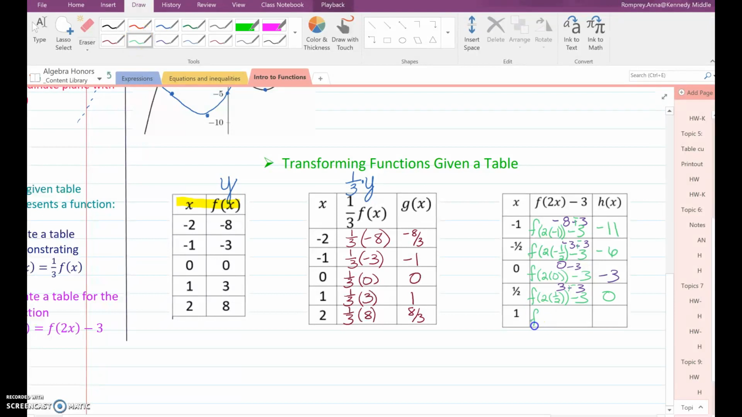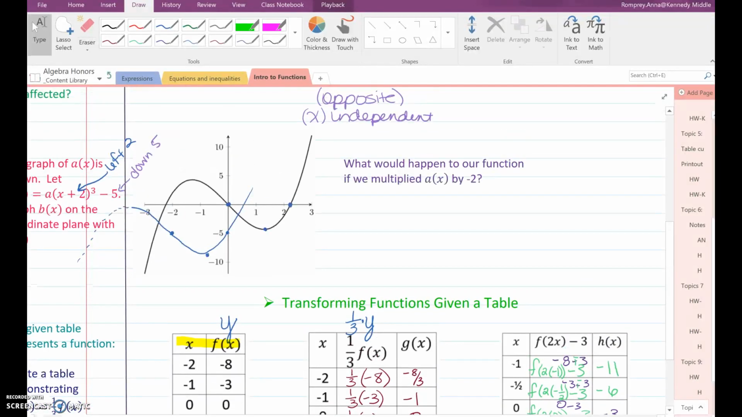Finish strong. F of 2 times 1, minus 3. So f of 2, come back over here. F of 2 is 8. 8 minus 3, that's easy. 8 minus 3 is 5. So there's my new outputs for my h of x function.